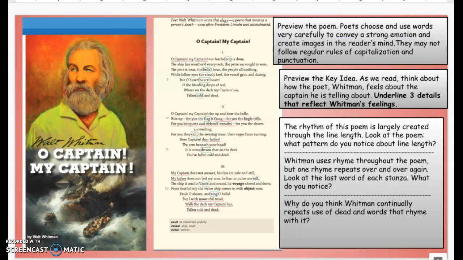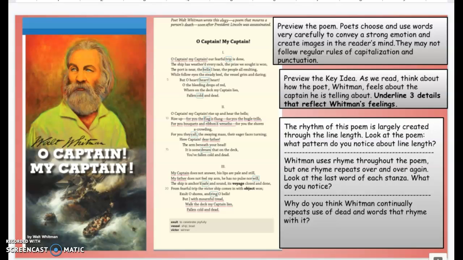All right, so we're going to go ahead and get started, but we want to do a couple things before we actually read the poem, "O Captain, My Captain" by Walt Whitman. So I want you to just look at how this poem is organized. So poets choose and use words very carefully to convey a strong emotion and create images in the reader's mind. They may not follow regular rules of capitalization and punctuation.